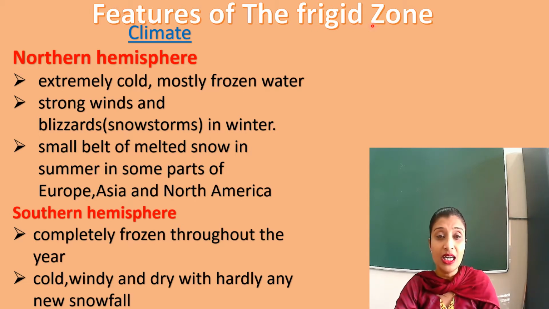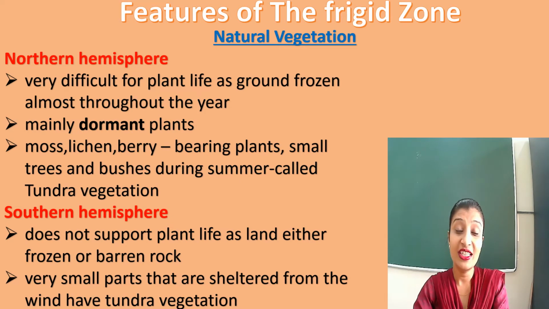In summer, a little ice melts in some parts of Europe, Asia and North America. In the southern hemisphere, the land is covered with snow throughout the year. It has cold, windy and dry climate with hardly any new snowfall. The next feature is the natural vegetation.